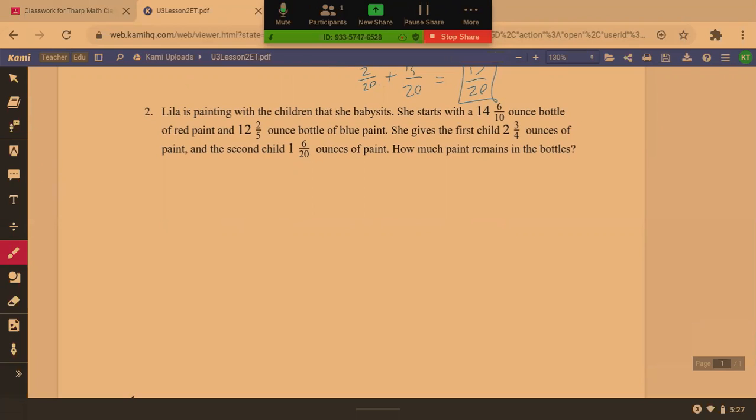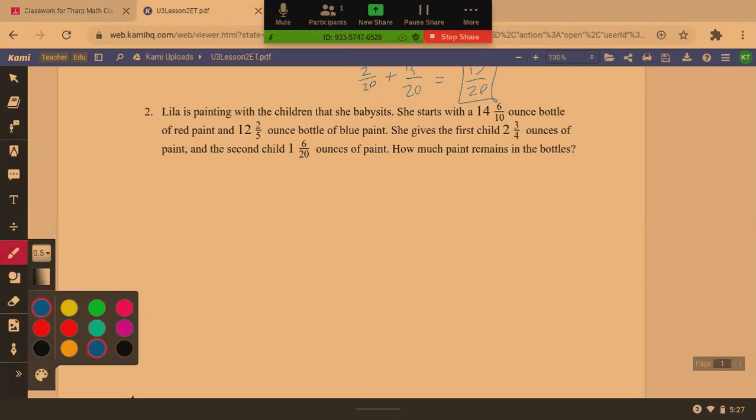Leela is painting with children that she babysits. She starts with a 14 and 6 over 10 ounce bottle of red paint and then 12 and 2/5 ounce bottle of blue paint. She gives the first child 2 and 3/4 ounces of paint and the second child 1 and 6/20 ounces of paint. How much paint remains in the bottles? So I want to make a key note here. Notice how at the end it says how much paint remains in the bottles. Bottles.